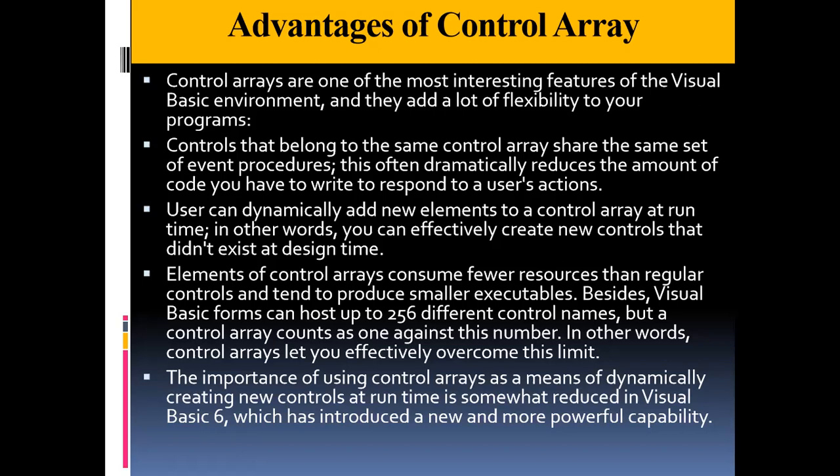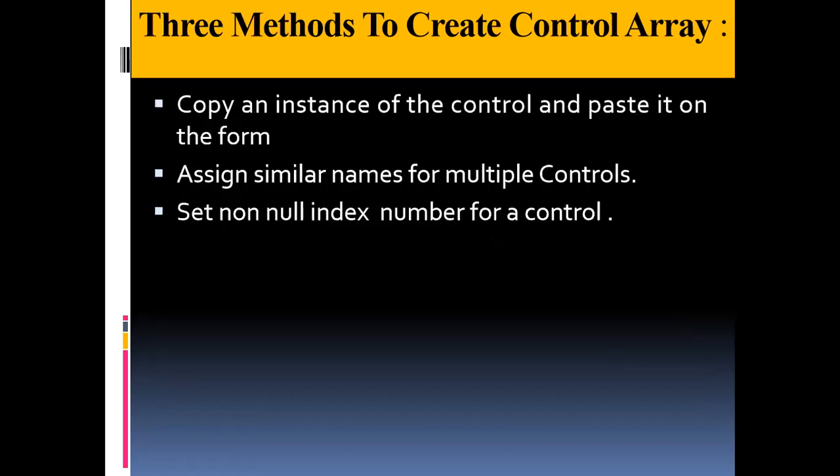The importance of control array is that we can create controls dynamically, and we can create a control at runtime also. Basically we use the concept of control array at design time, but we can add elements at runtime, so it has the capability of adding new elements using the control array at runtime. Then how many methods are there to create a control array?